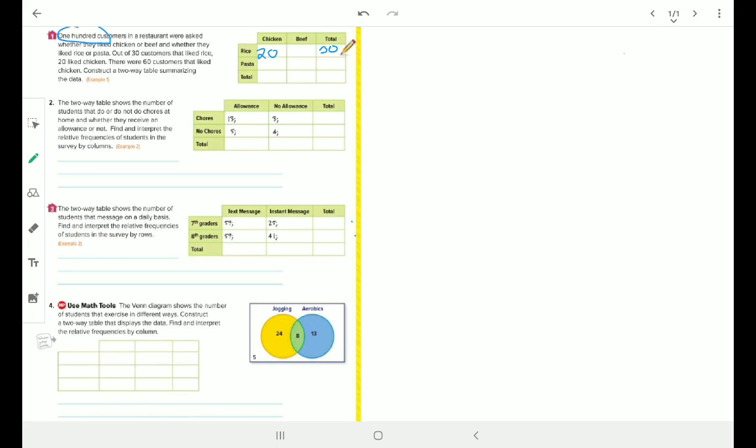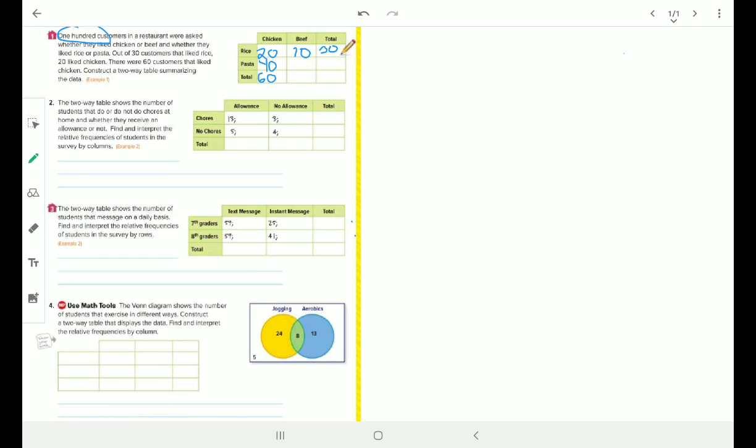So you have to ask yourself, okay, now we can start to fill in these missing pieces, right? It's kind of like a logic puzzle. We have to fill in the missing parts. So out of 30, if we know that 20 like chicken, well, that leaves only 10 left for beef. There were also 60 customers that like chicken, right? So here on the chicken column, we know that 60 like chicken, so that leaves only 40 then for chicken and pasta. Right? So now you have to ask yourself, okay, what other numbers do I know?